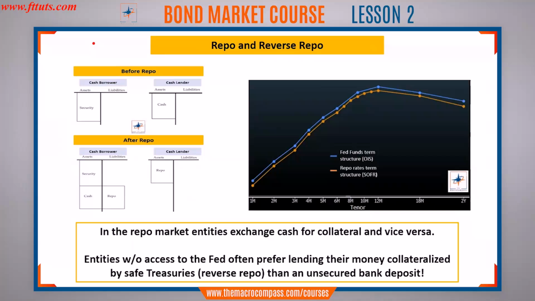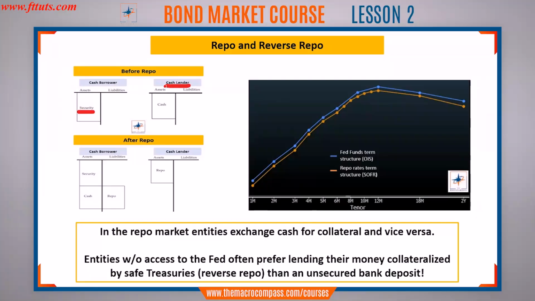And this would require a separate course altogether, but I want to walk you through the basics at least. So, the first thing that we need to remember is that the repo market exists so that entities can exchange cash for safe collateral and vice versa. So basically the repo market makes it so that an entity with cash to lend can meet an entity with a safe security, often a treasury, that wants to lend this treasury in exchange for cash.